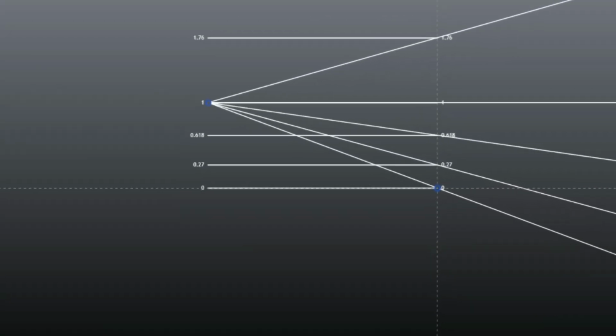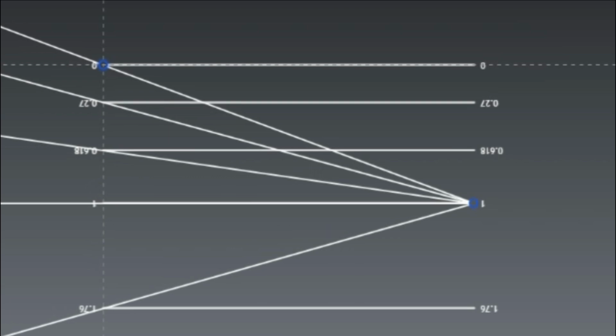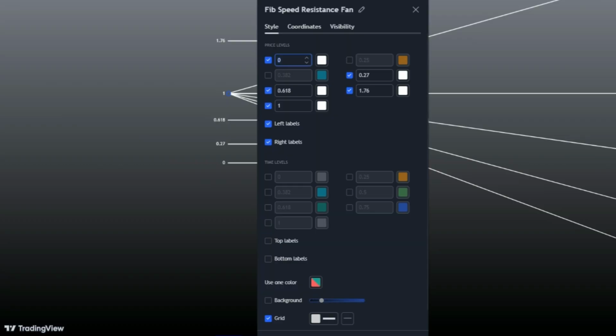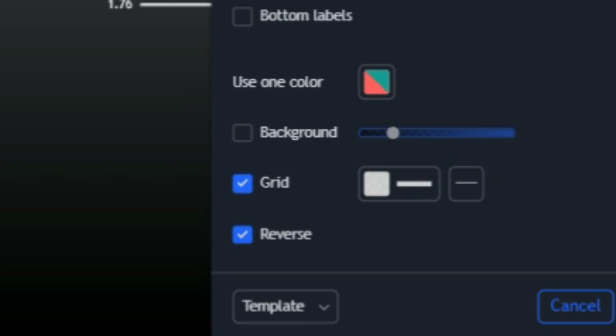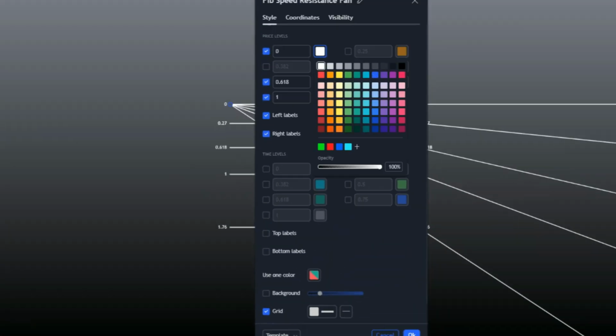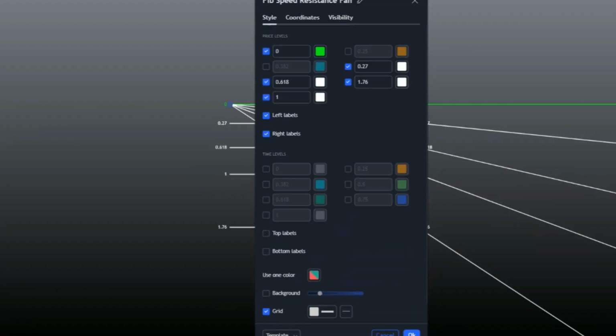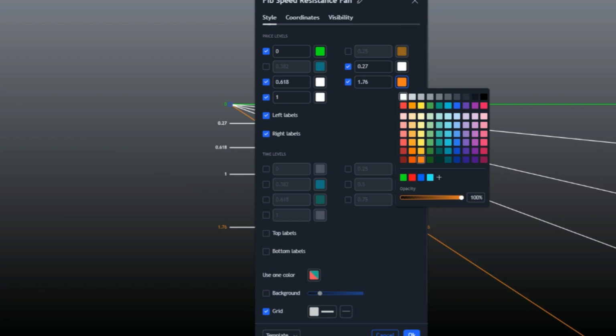The second strategy is much like the previous one, but more powerful. All these steps are the same, but you need to reverse the Fibonacci speed fan. Here's how you'll do it. In settings, scroll down and turn on the reverse item. I'm also changing the color for my own convenience, and I choose a more distinct color for 1.76 and 0.